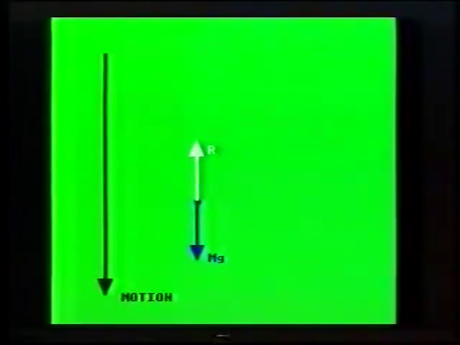What about when he moves downwards? As before, we would expect the weight force and the balancing reaction force R to exist. But if he is accelerating downwards, then the acceleration force will also be downwards. This is equivalent to a normal reaction of R minus A.